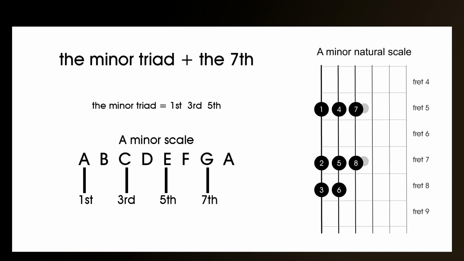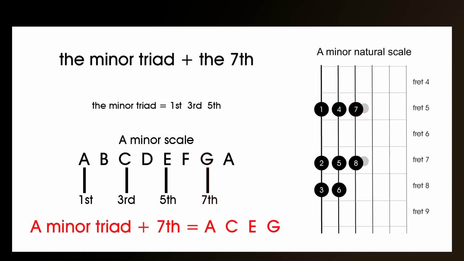And again, as we did previously, we then look for the 7th note of the scale. So the triad of A minor is A, C and E. And the 7th note of the A natural minor scale is the G.